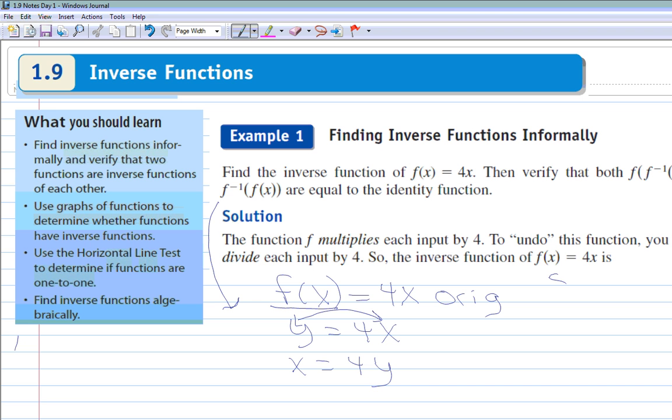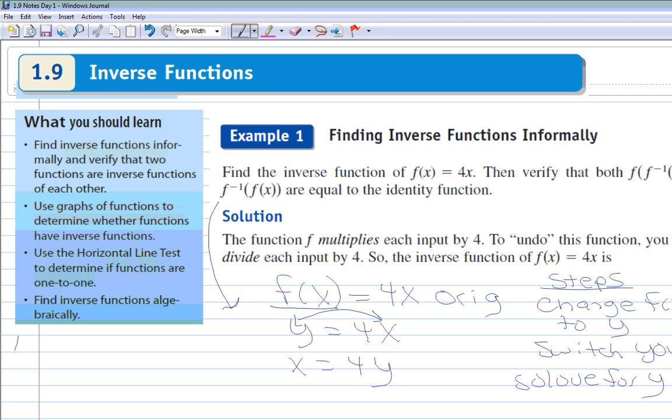So our steps: change your function notation back to y, switch your x and y's, and then solve for y. And those are just the little short notes to finding a function algebraically.